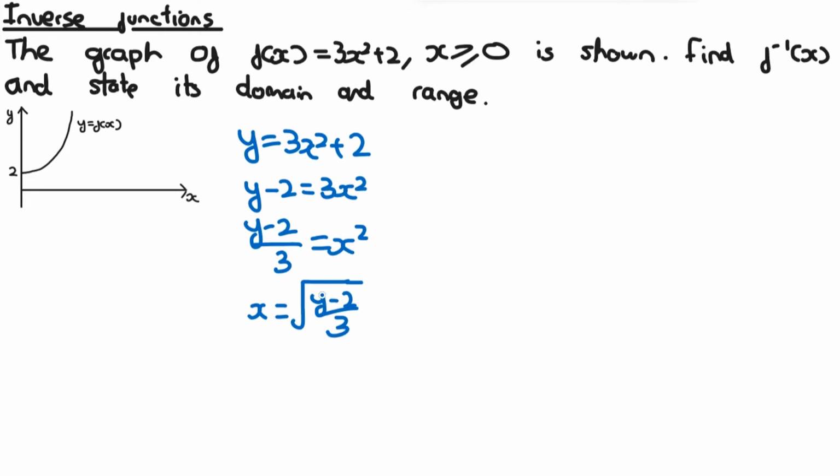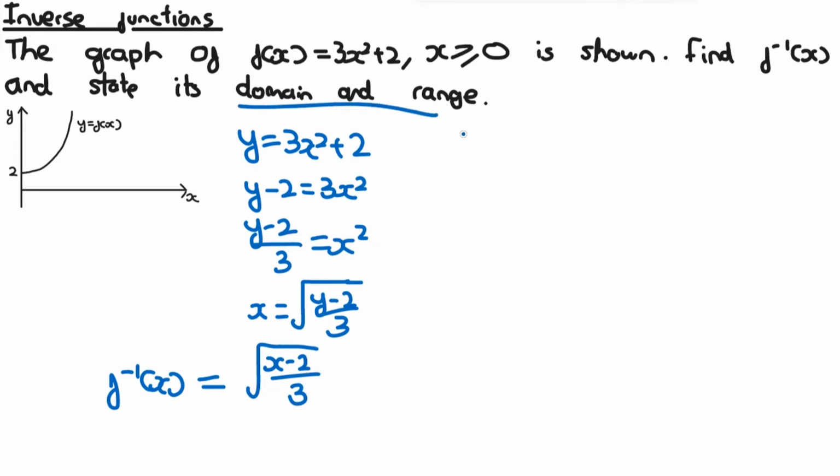And then what we just do is replace the y with the x, so it becomes the square root of (x-2)/3. And then this is the inverse. f^-1(x) is equal to the square root of (x-2)/3.